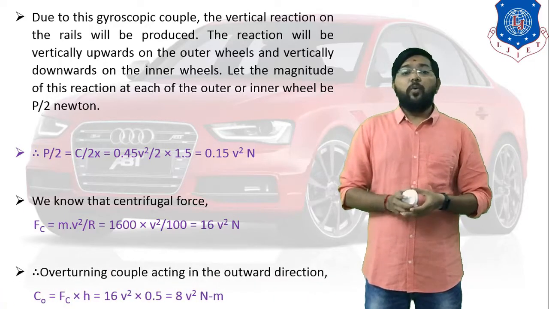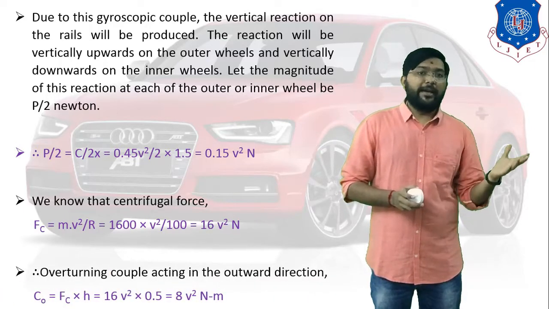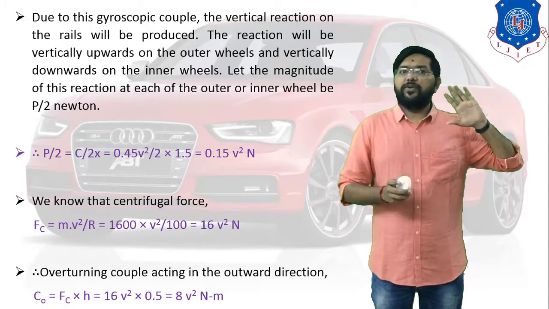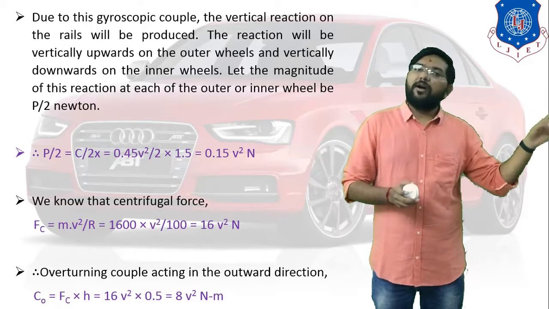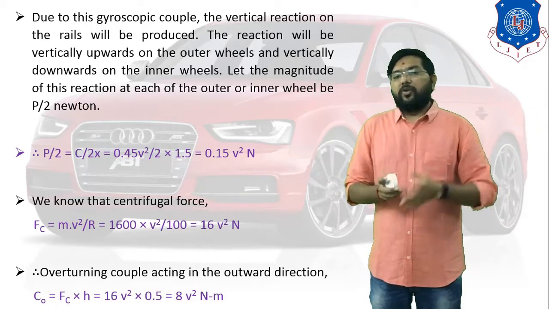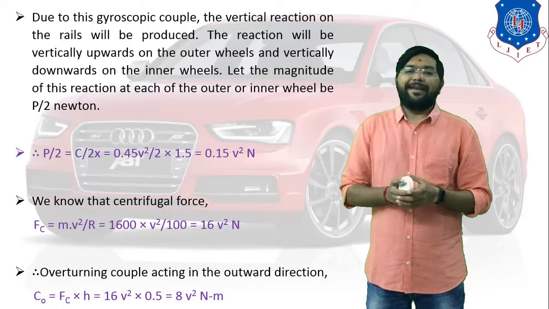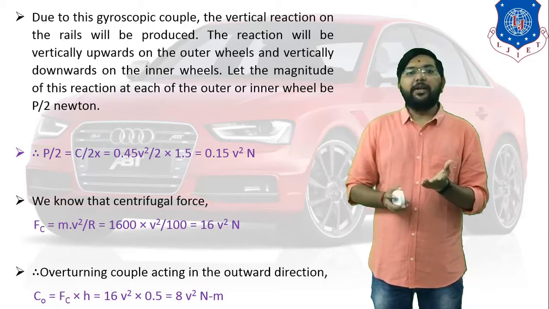Now the overturning couple acts in the outward direction. You all know centrifugal force always acts in the outward direction, and the reactive gyroscopic couple also acts in the outward direction. So the overturning couple acting outward is Fc into x.